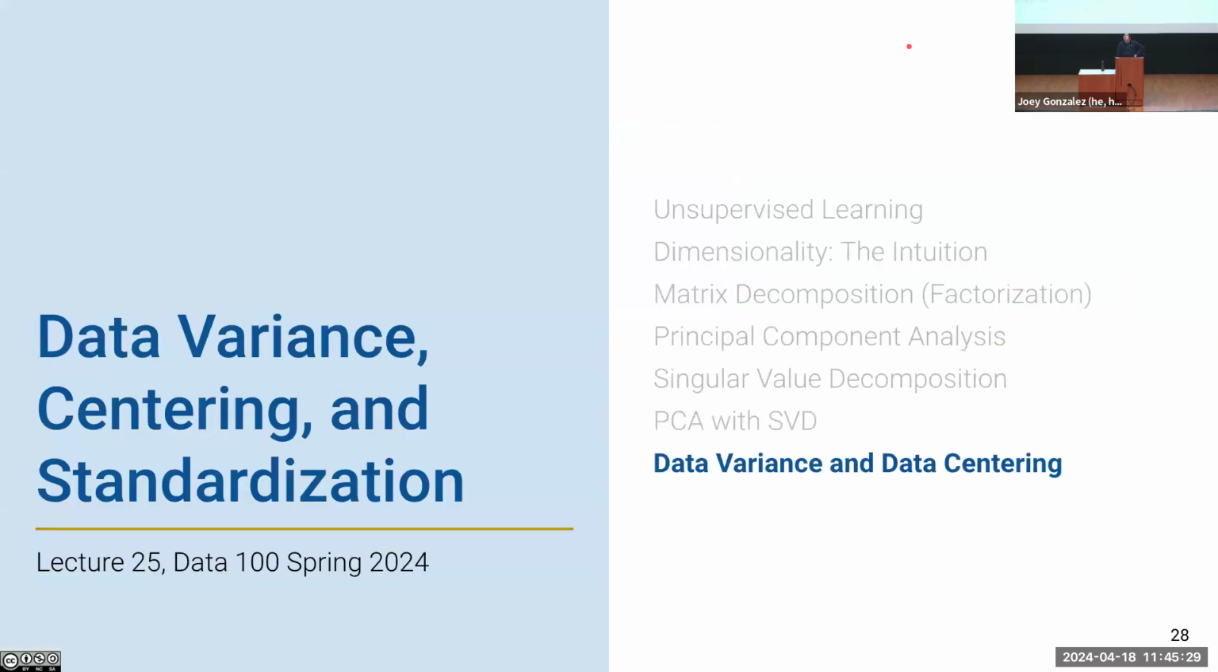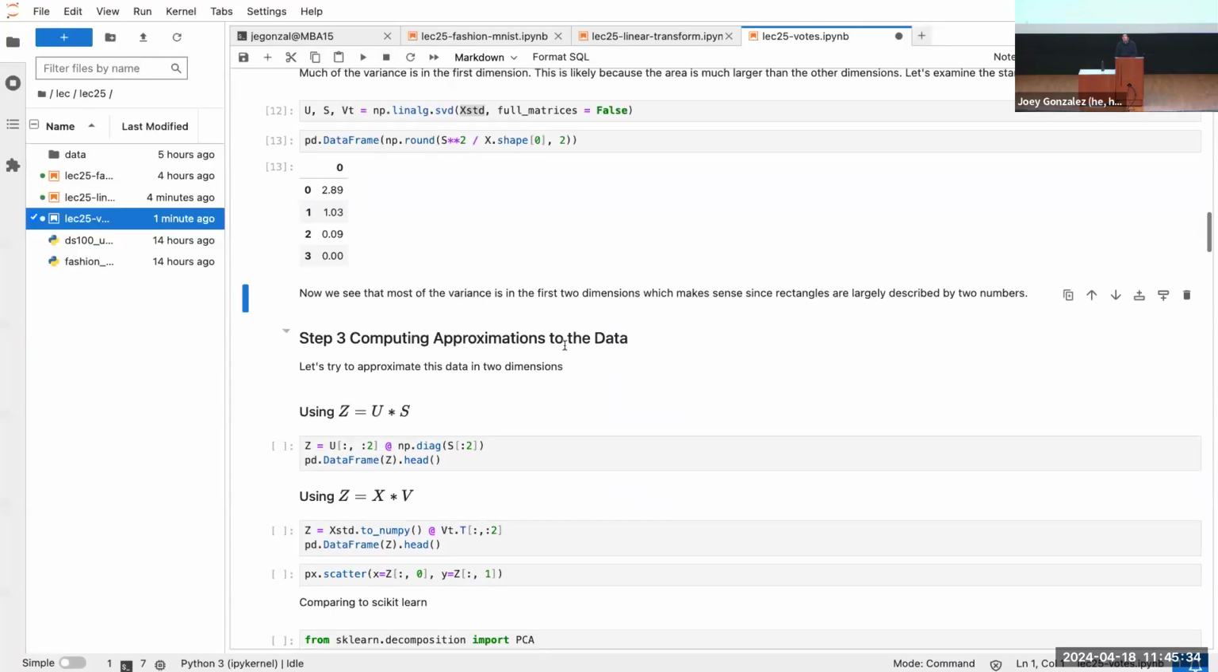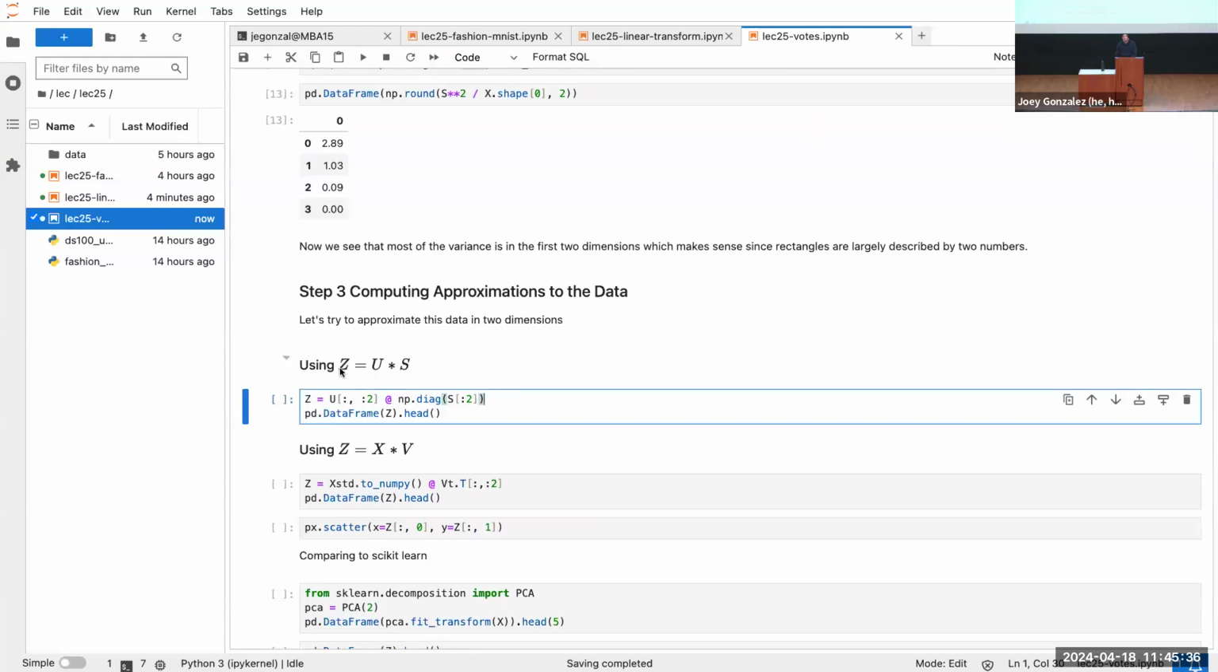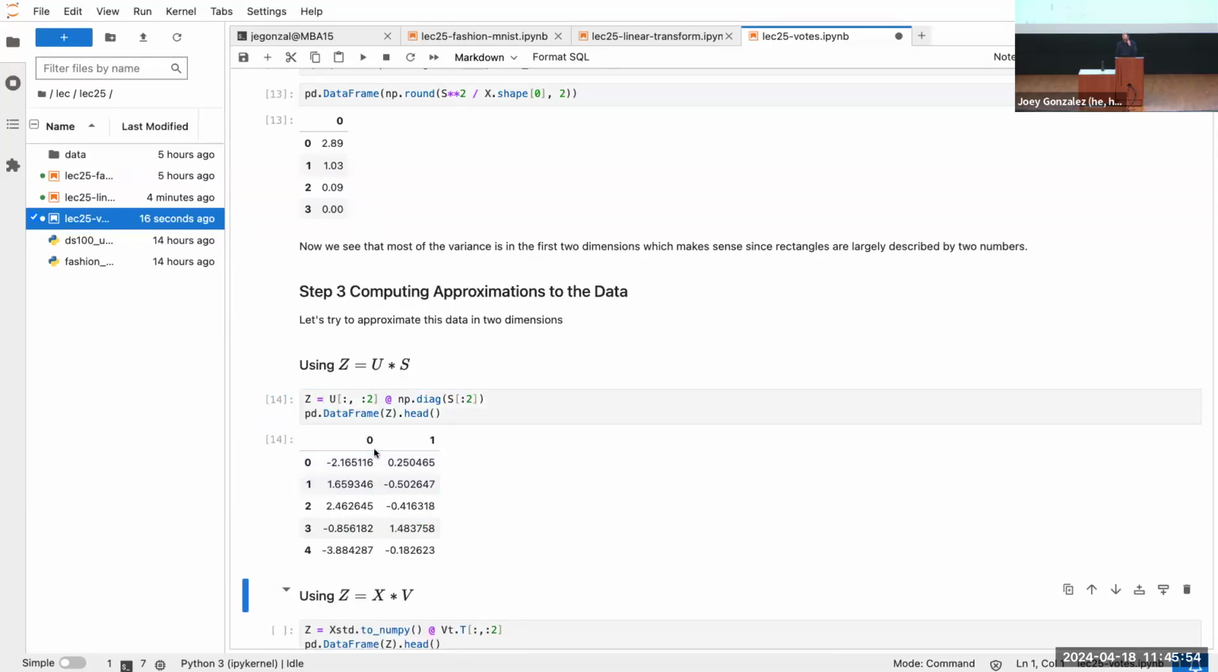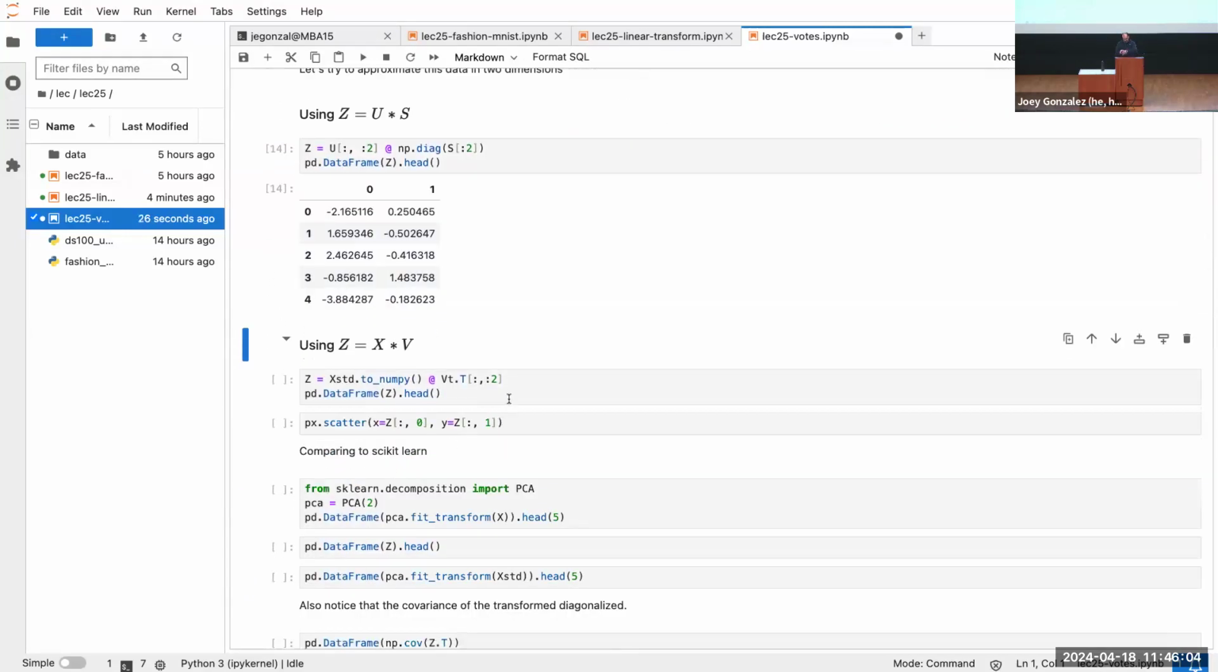Okay, jumping ahead to my eigenvalue discussion. Step 3, we construct our approximation. I said there were 2 ways to do it. I've computed U, and I have my diagonal matrix S. I take all the rows but the first 2 columns of U, and just the 2 diagonal elements of S, and multiply them together. I get my Z, my projection of the data on the principal components, sometimes called latent vectors or latent factors. This is the stuff I want to plot, and we will plot soon.